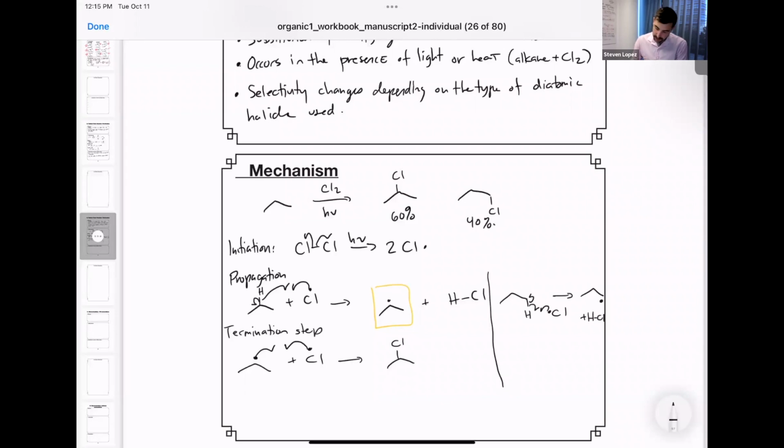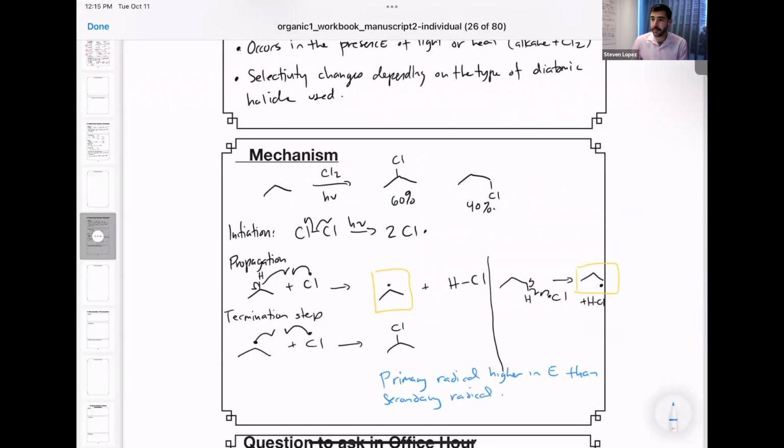So if you compare these 2 energies, you'll recall that a primary radical is higher in energy than a secondary radical. This is generally the case unless resonance or inductive effects play a role. Here, there are not any inductive or resonance effects, so we can just trust this general trend.